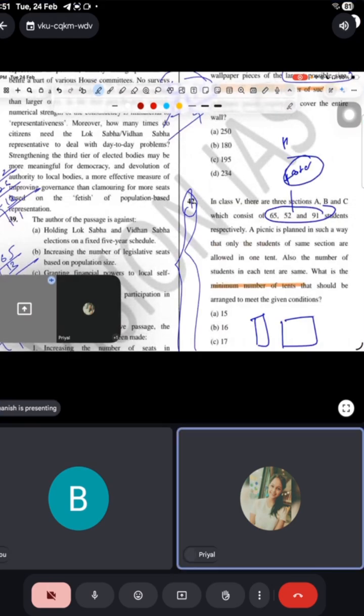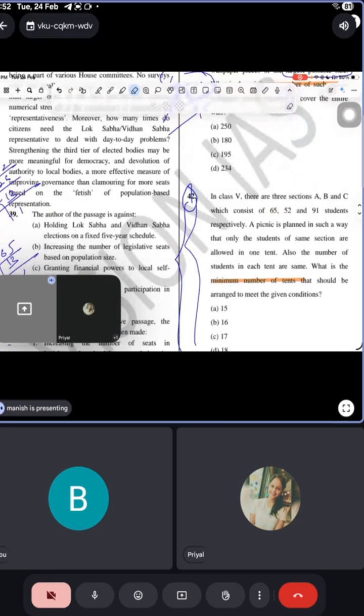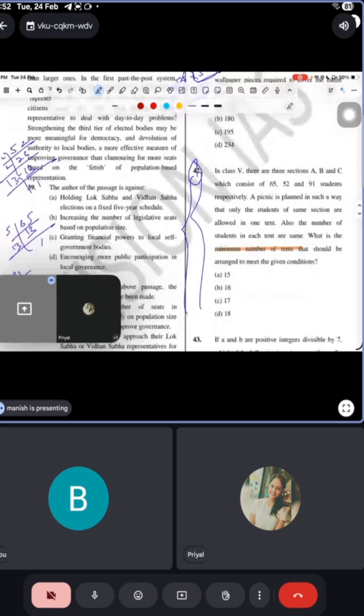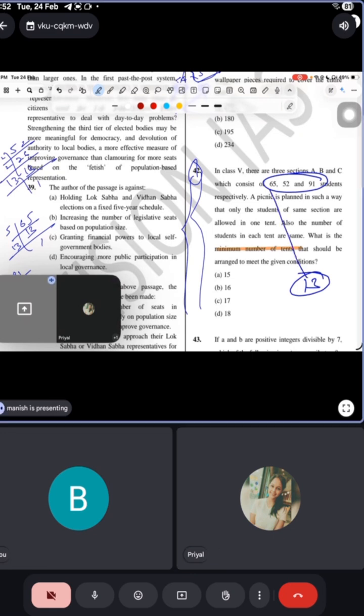And factor means what? HCF. So here we have to find the HCF of these numbers, so that we will get the size. Do you know what the HCF of these numbers will be? 13, because 13 is common among all of them. Now 13 is the size, but we have to find the minimum number of tents. So now divide by the number. 13 5s are 65, 13 4s are 52, 13 7s are 91. Now add these numbers.